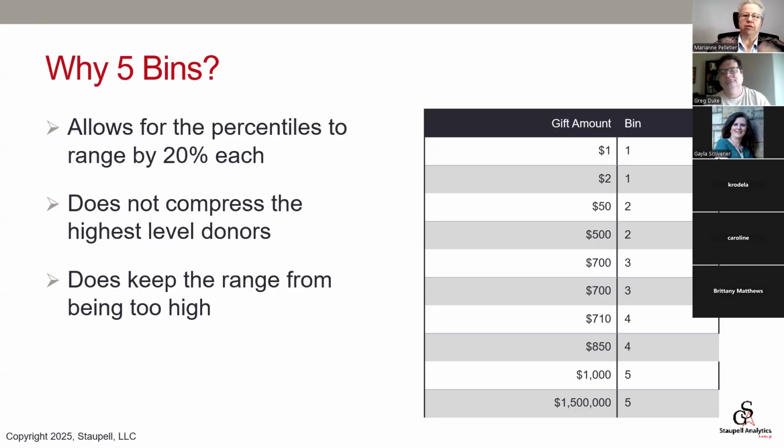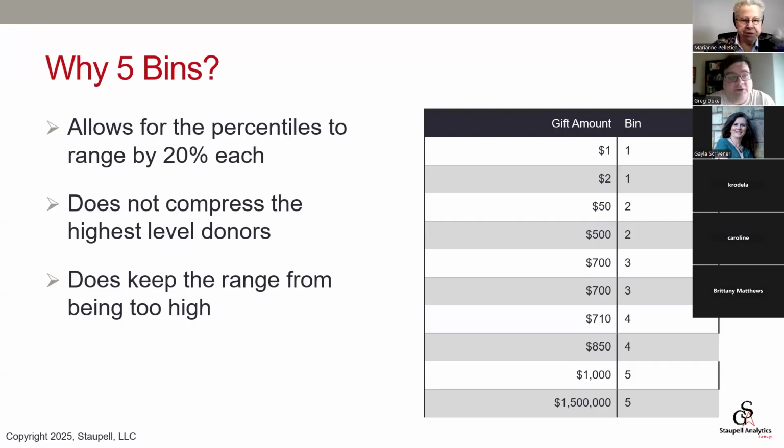We have a $1 million donor. We have one $25 million donor, right? That $125 million donor is not screwing up your regression analysis. That person just lives in the top 20th percentile. Okay? And it keeps your range from getting too high. Greg, do you have any other comments about this one?